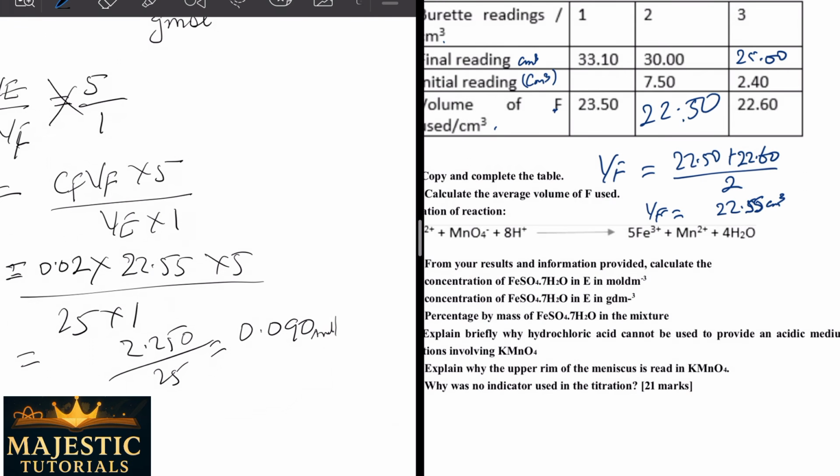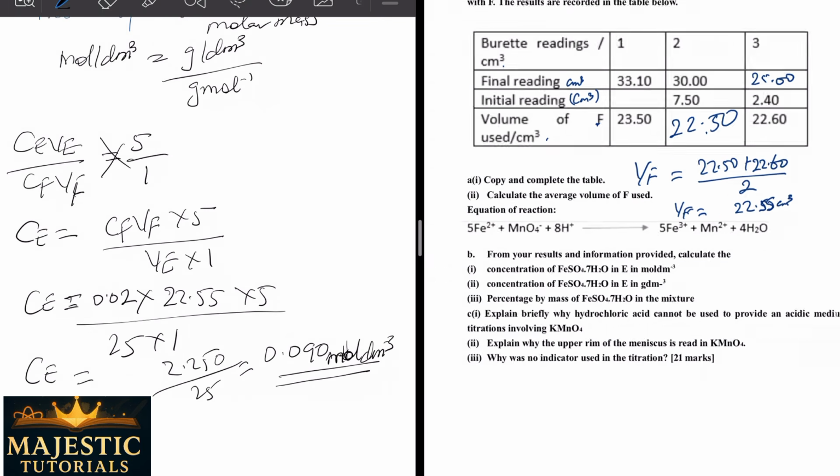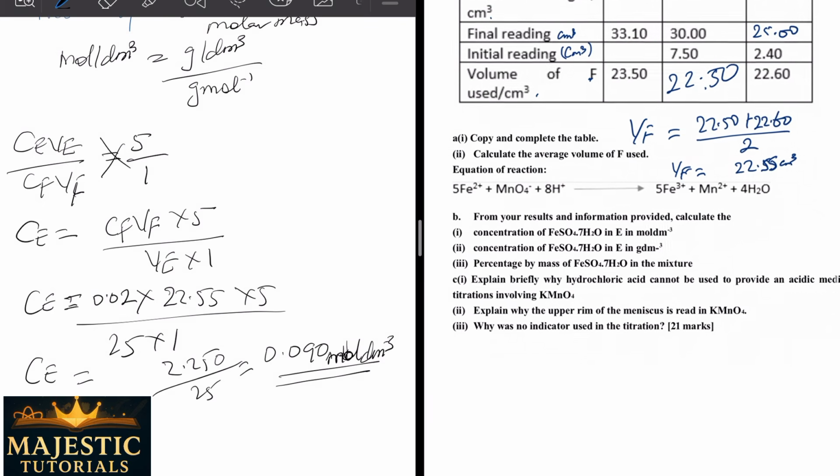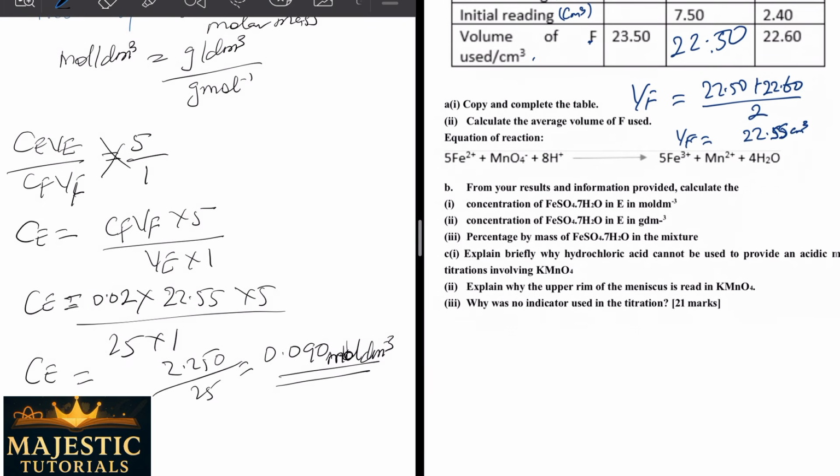Put the unit, no score, or you lose 1 mark either. Don't say it is not just 1 mark, you'll be losing it gradually. So we are done with part I.